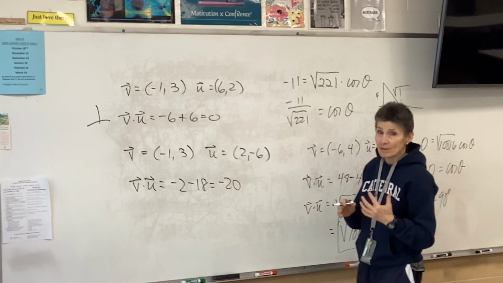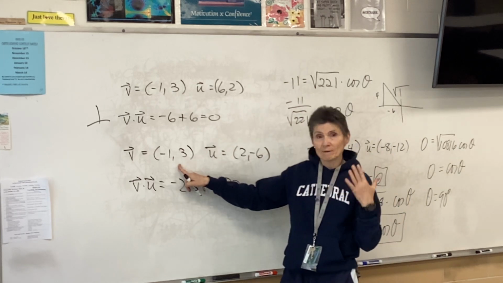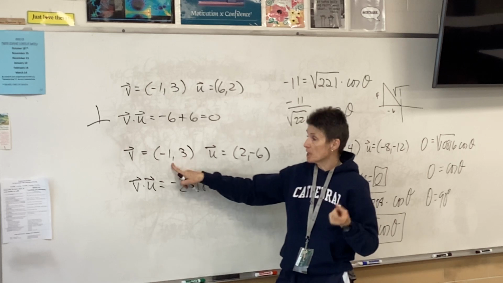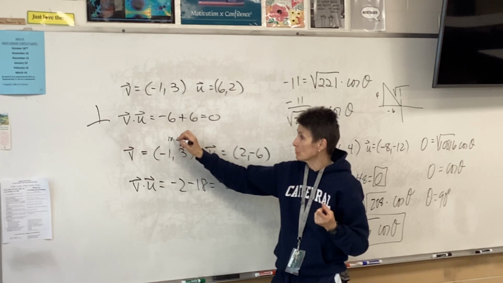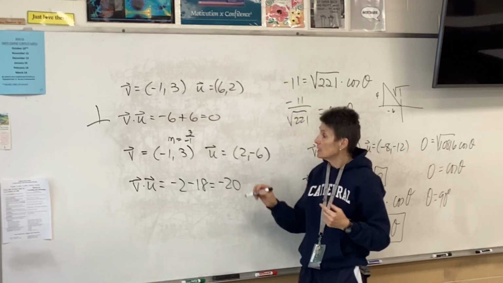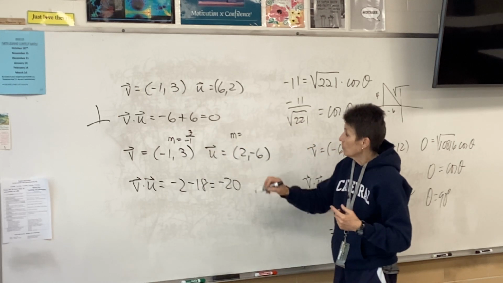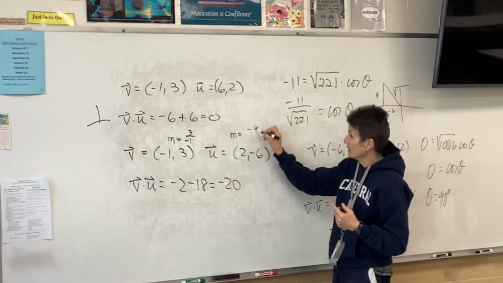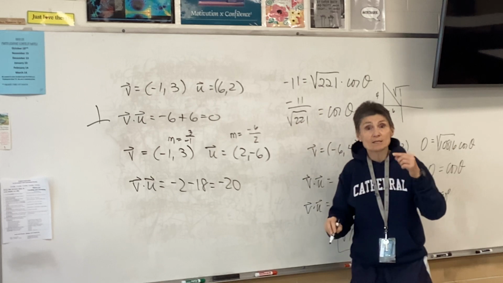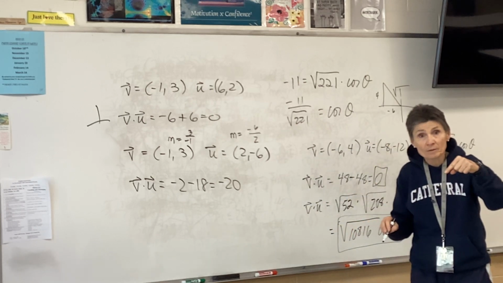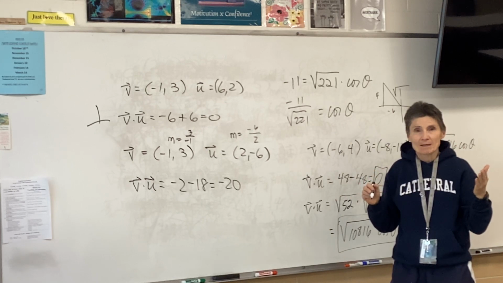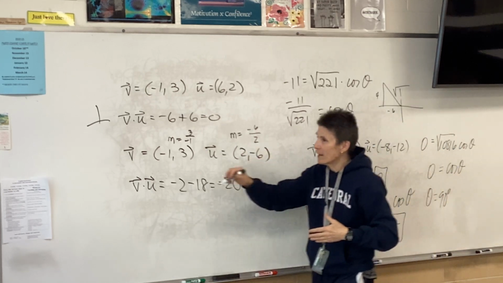So if we do that, what is the slope of this vector? Well, the change in y is 3, the change in x is -1, so the slope of this vector is 3 over -1. Now what about this vector? Well, the change in y is -6 and the change in x is 2, so the slope of that vector is also 3 over -1, or -3. These guys are parallel.